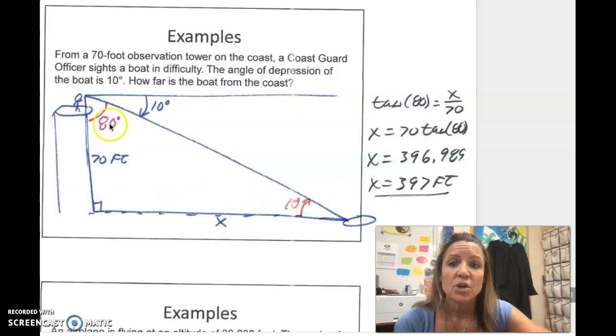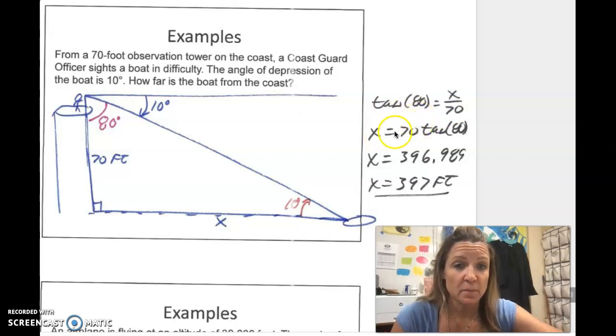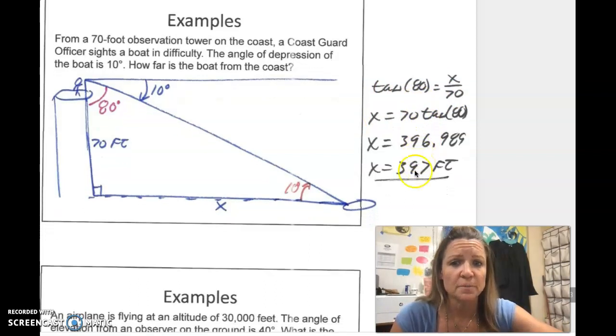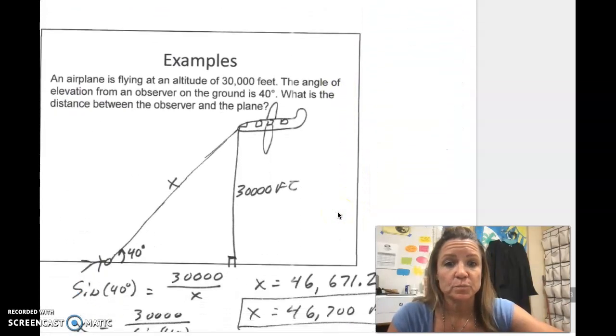Okay, so from this 80 degrees, we've got opposite, the side we want to solve, and adjacent, the side that we know. So we're going to use tangent of 80 equals x over 70. We're going to do the cross product after setting up the proportion. Punch it in your calculator. You should get 397 feet.